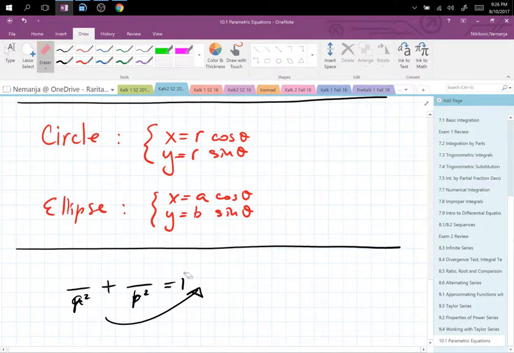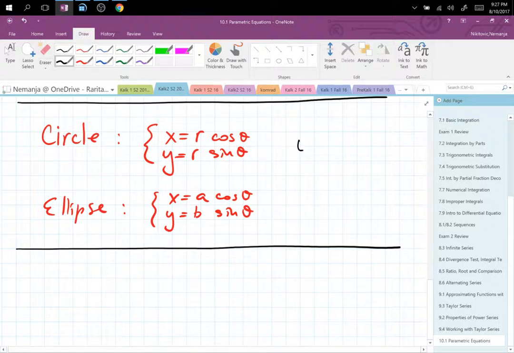So the circle is just a special case of the ellipse, and their parametric equations must be the same, except the circle is going to use the same number r, and the ellipse is going to use a and b. Now clearly a is going to be the radius in the x direction, so that will be horizontal count to the left and right from the center, and b count up and down from the center. So in some sense, parametric equations are much easier to graph also, right?